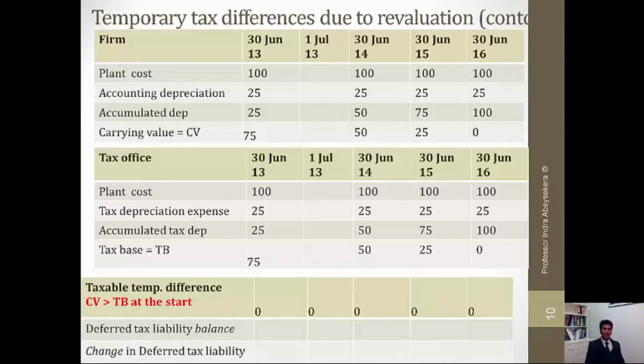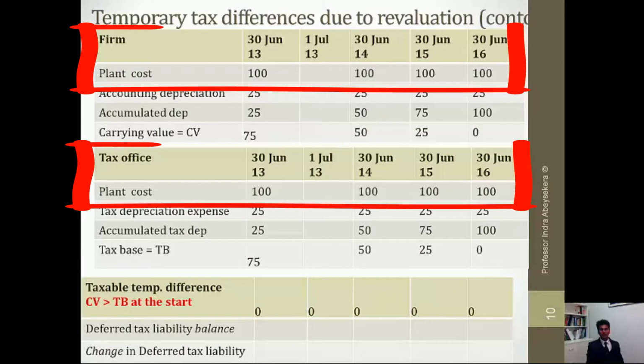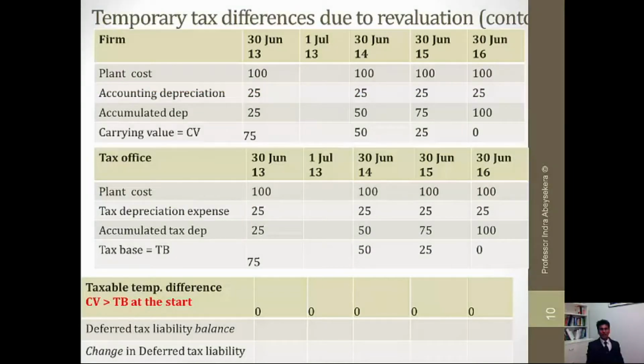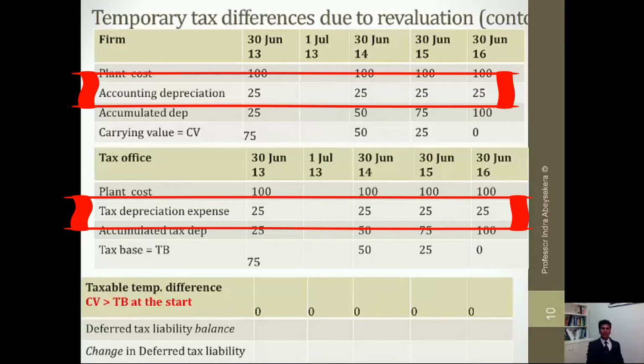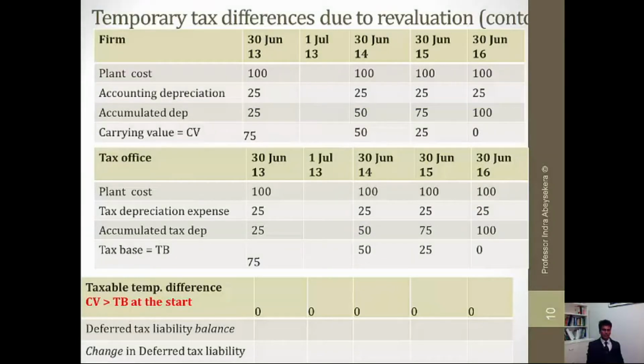Let's look at a plant that has a cost of $100, and the company uses the straight-line method of depreciation. Useful life is 4 years and the residual value is 0. And the tax office follows the same depreciation values and rates.